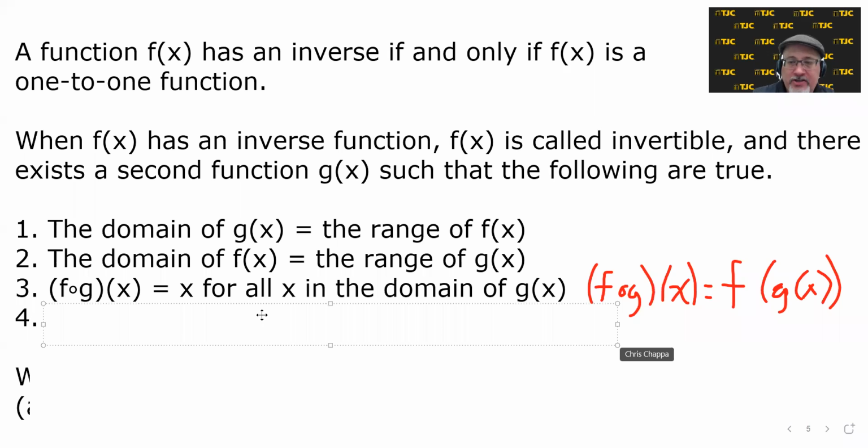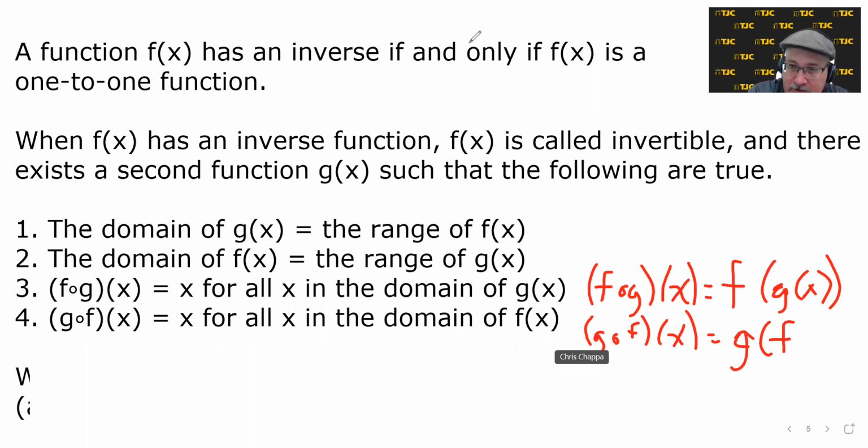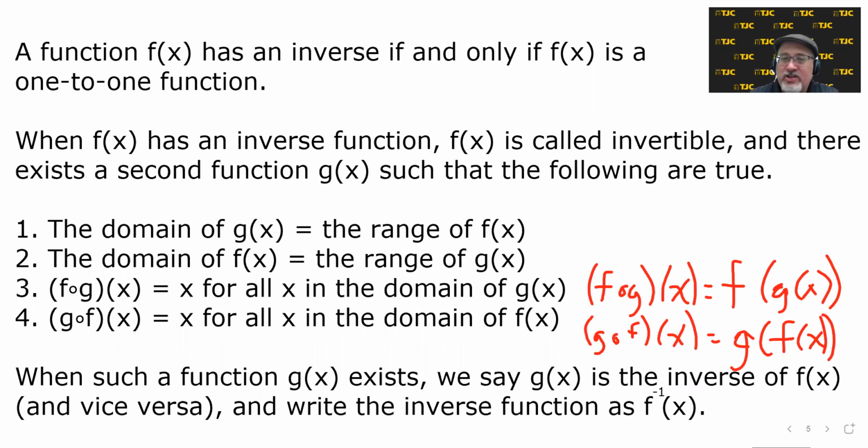And the fourth and final criteria is the reverse composition, meaning that g of f of x equals x for all x in the domain of f of x. And again, the reason it has to be in the domain of f of x for this criteria is because something like g of f of x means g of f of x. And so in this one, you have to go into the f function first. All right. Now, when such a function g of x exists, we say g of x is the inverse of f of x and vice versa, and write the inverse function as f inverse of x with a little -1 up there.